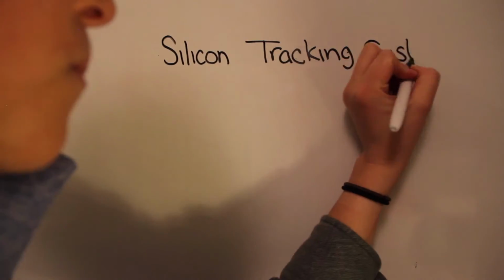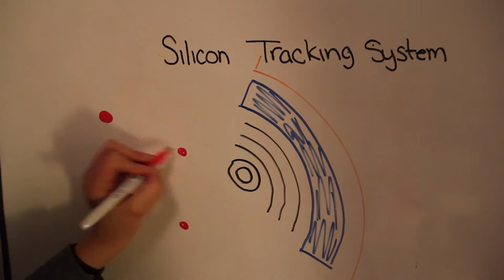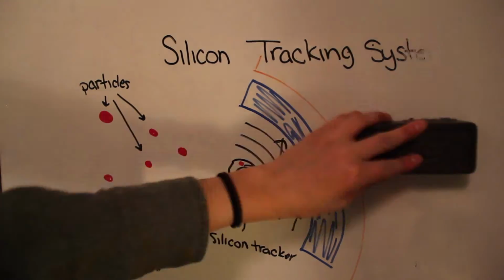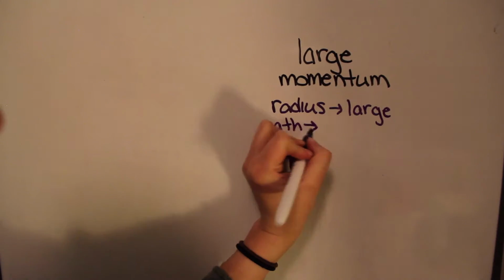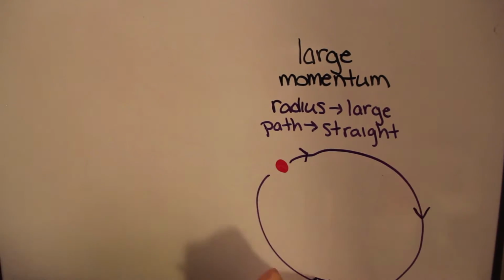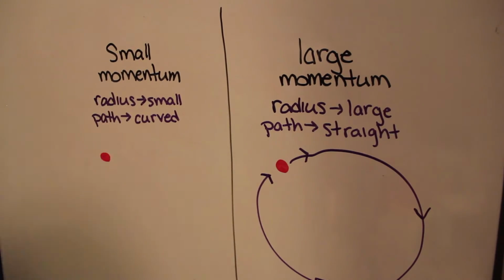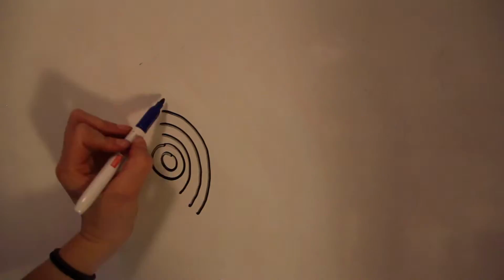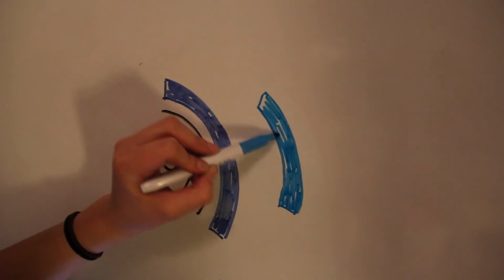Particles first come across the silicon tracking system, which measures their momentum. The particles are bent into a circular path due to the fact that the detector is bathed in a uniform magnetic field. If the momentum is large, the radius of the circular path is large as well, and the path is more or less straight. If the momentum is small, then the radius of the circular path is also small, and the path is more curved.